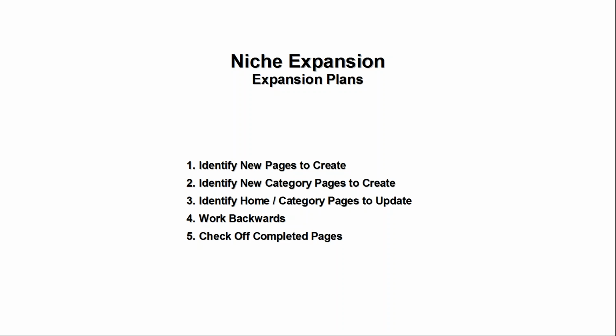The next thing is to identify the home page and/or category pages that are going to need to be updated. Again, thinking about where these new pages are going to connect in with the rest of your live website. You need to think about the category pages that they're going to connect to, and then ultimately how those category pages connect in with your entire website.